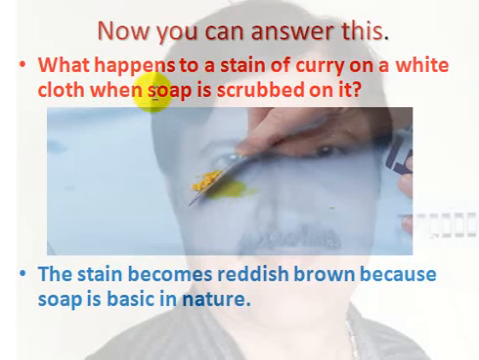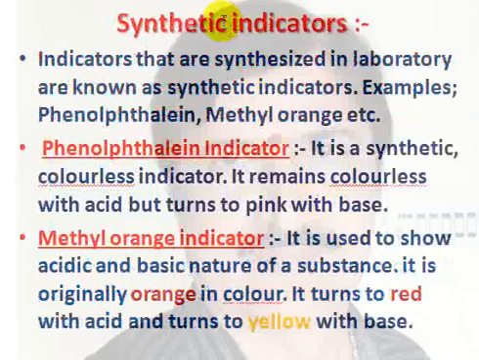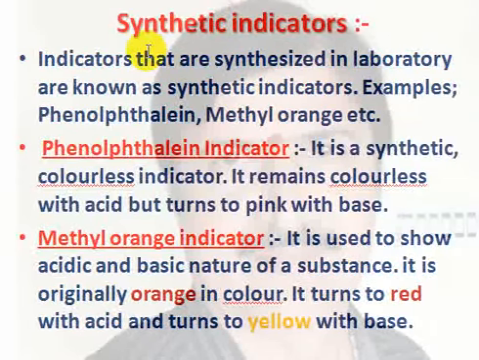So now you have the knowledge and you can answer this question. What happens to a stain of curry on a white cloth when soap is scrubbed on it? Soap is a base. Here turmeric is present in the curry, so it is yellow in color. If you scrub it with soap, that means a base, then the yellow color turns to reddish brown. Okay, so next let us go to the next type of indicators.